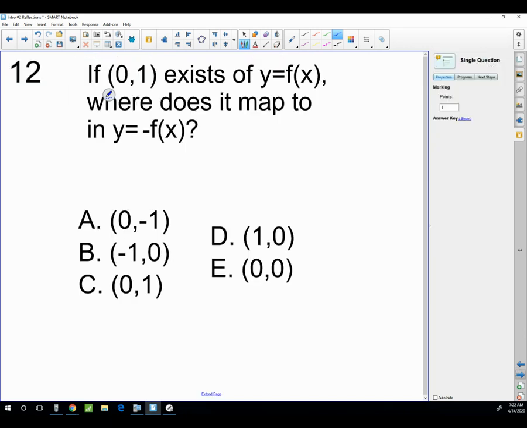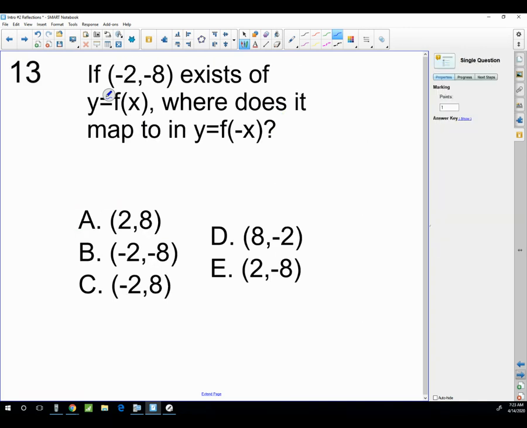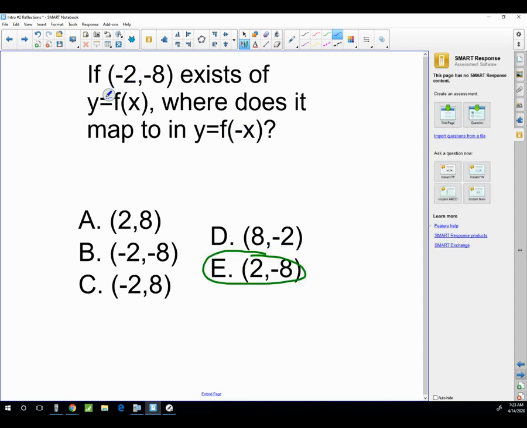All right, same thing. You take that point, you replace the y coordinate with its negative value, so it'd be 0, negative 1, which is A. Now we're replacing x with negative x, so technically you're replacing negative 2 with negative, negative 2, but that simplifies to positive 2, so that should be E.